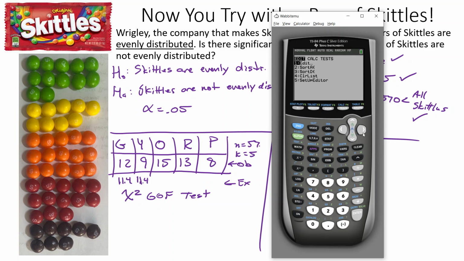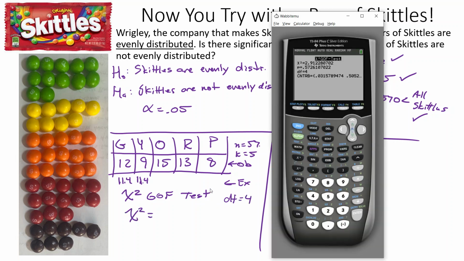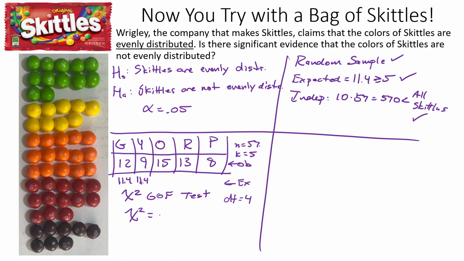So now I go over to Stat. Go over to my test. I'm going to arrow up to get to it. There it is, option D, Chi-Squared goodness of fit test. My observed were in L1. My expected are in L2. My K was 5, so that means my degrees of freedom is 4. And we calculate. So our DF was 4 here. And we get that Chi-Squared equals, let's see, 2.9, and our p-value is 0.57.